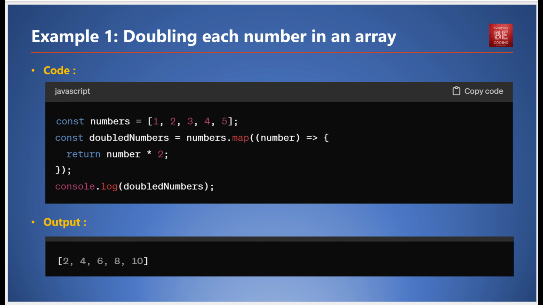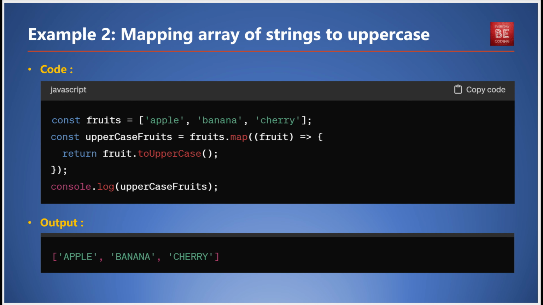Now, let's see how this works in practice with some examples. Imagine an array of numbers and we want to double each number. We can achieve this using the map method. The end result would be a new array with each number doubled. Or perhaps we have an array of fruit names written in lowercase and we want them all to be in uppercase. Again, using the map method, we can create a new array with all fruit names in uppercase.